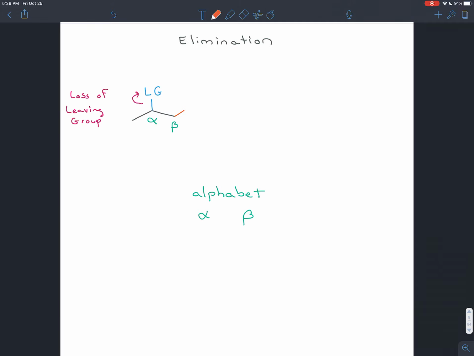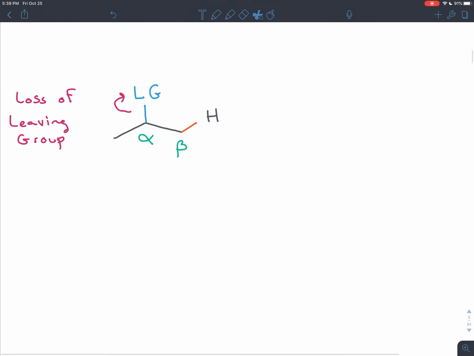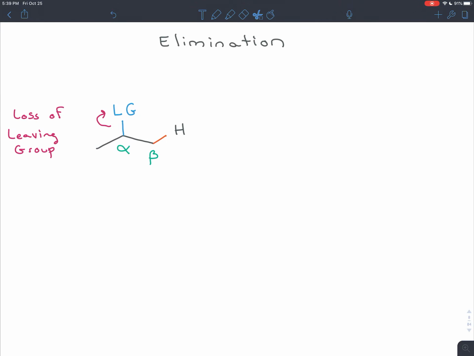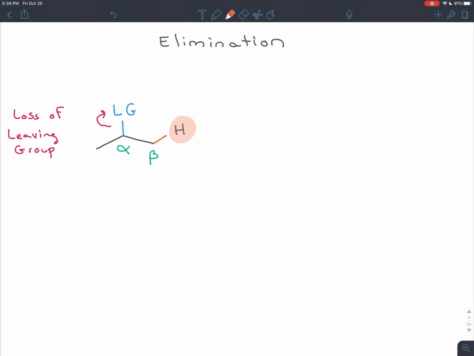The beta carbon could have a hydrogen on it. And so those hydrogens are described as beta hydrogens. It is the electrons that are going to the beta hydrogens that are ultimately going to kick the leaving group off in an elimination reaction. What we want to do is to snatch that hydrogen away, steal it, and then the electrons will be left to push the leaving group off.